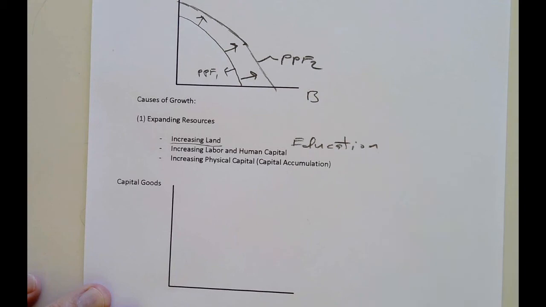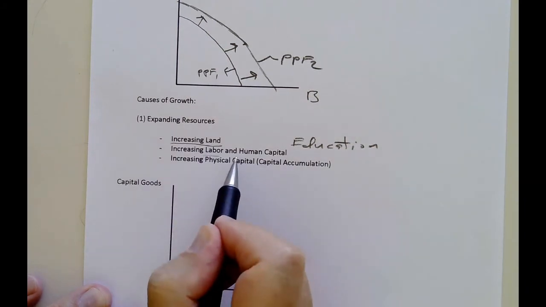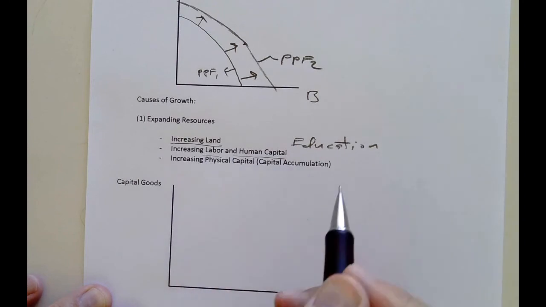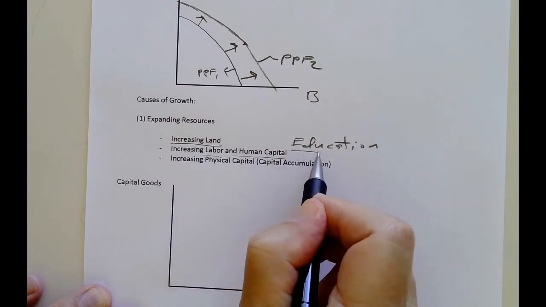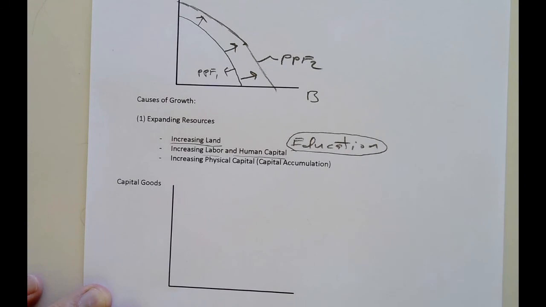And typically we've done both. We've had population growth, and we also have invested quite a bit in human capital. In fact, one of the most important things that we've had for government policy has been having the government provide a large amount of education to the workforce.